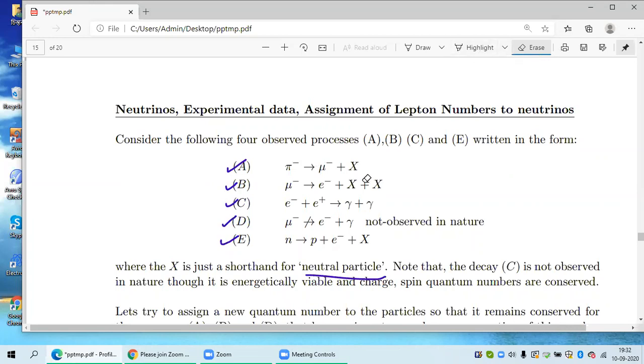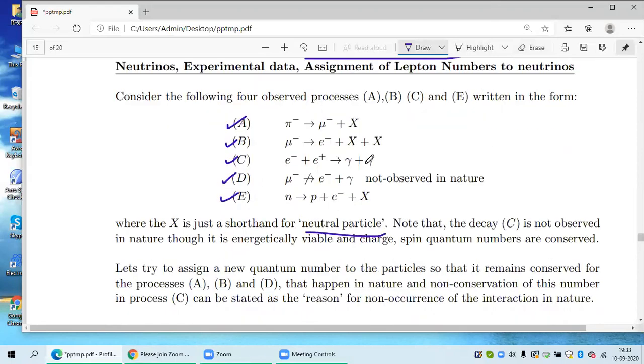You don't know how much momentum it carries, how much energy it carries. It is not measurable at this point of time. Nowadays everything is measurable with high-precision experiments, but the whole business of this class is how lepton numbers are assigned to leptons. So look at these interactions, and for the time being, assume that all these four X's are the same particle.